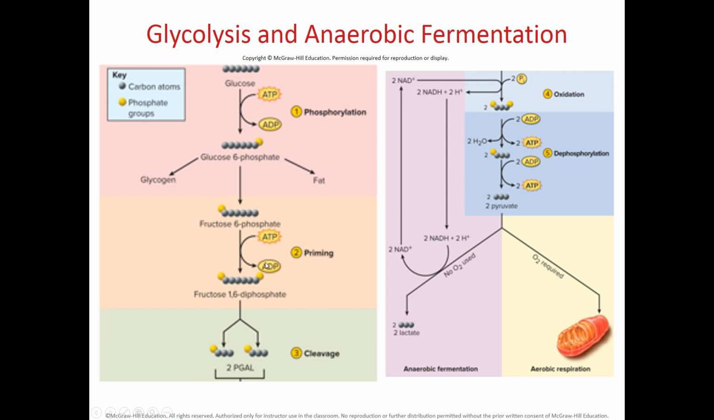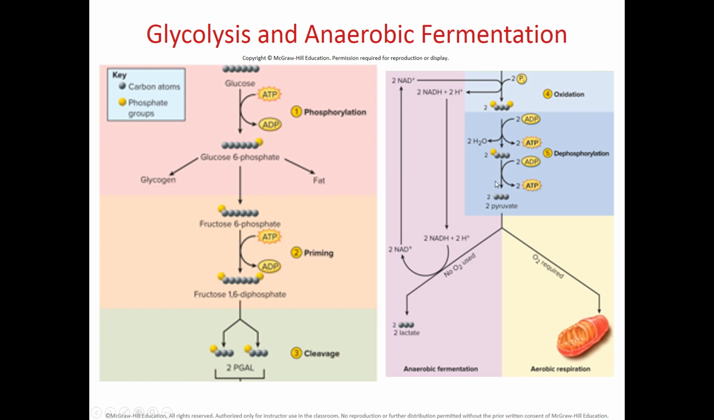As you are going through these steps, you will also generate NADH. This is nicotinamide adenine dinucleotide, which is a carrier of electrons. You will remove hydrogens from phosphoglyceraldehyde, and then you will add these hydrogen ions onto NAD, so you have 2 NADH plus 2 hydrogens. These will go through anaerobic fermentation and be recycled again, and then you can form 2 lactates.